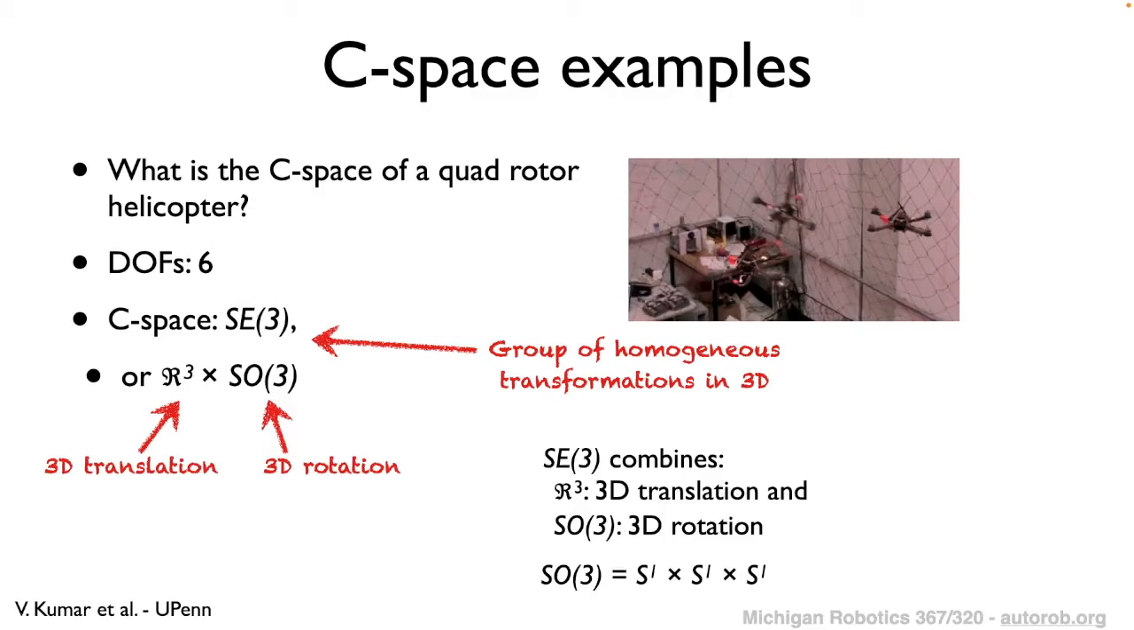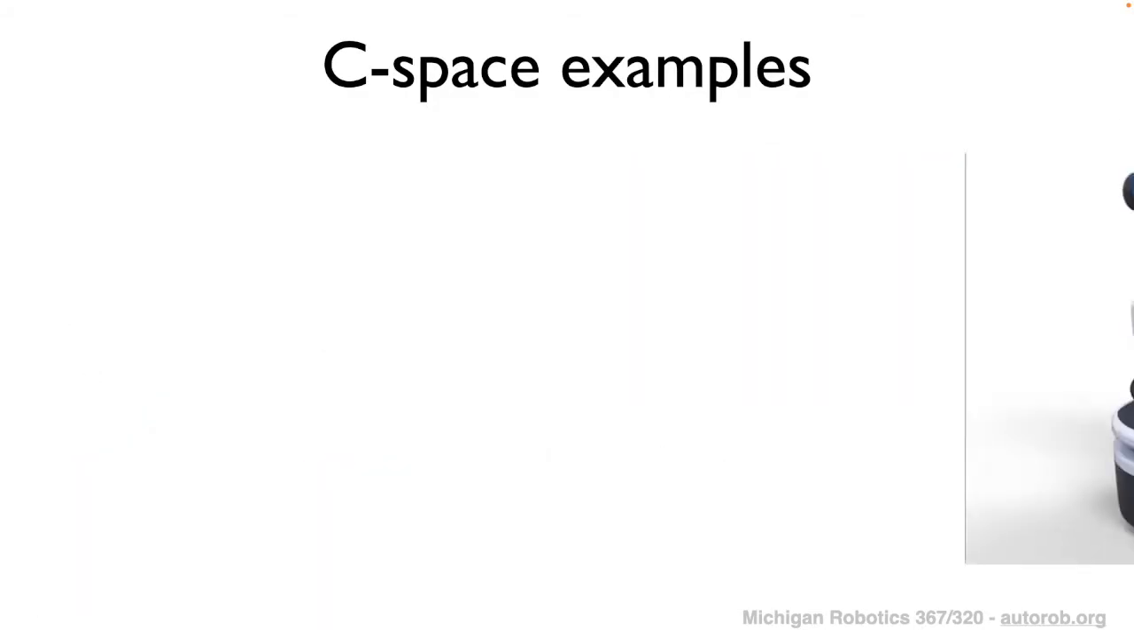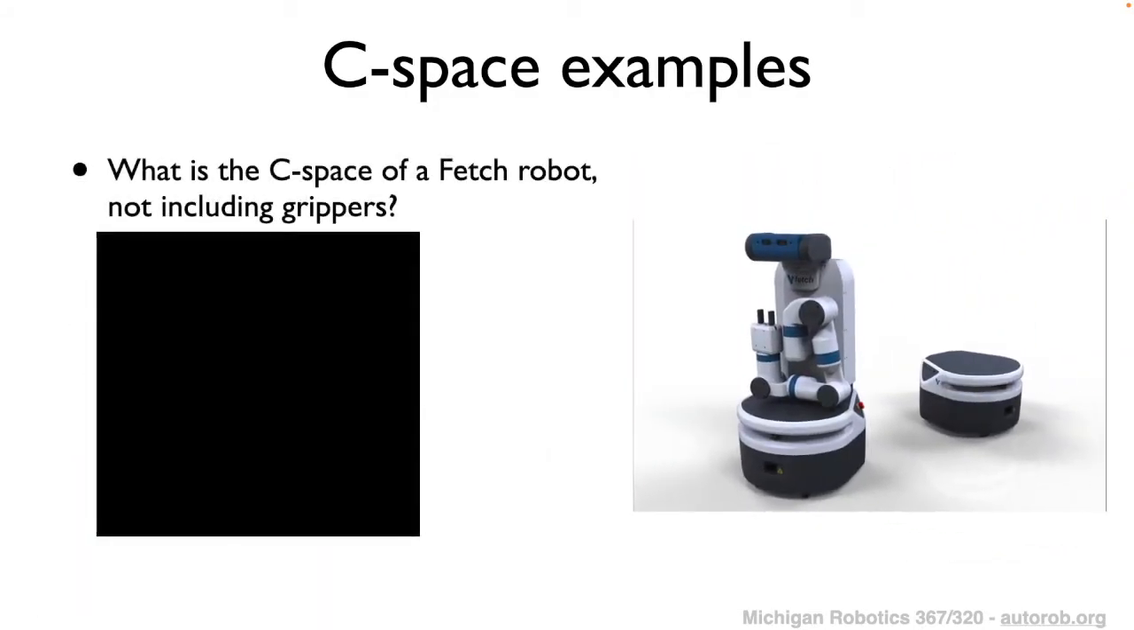Our forward kinematics, for example, that we've been working with has been working with these homogeneous transformations. So let's now look at a larger scale robot, one that we've seen a few times in this class so far, and that is the Fetch robot. Let's describe the configuration space for our Fetch robot, and to make it just a little bit simpler, let's say that we ignore the grippers.